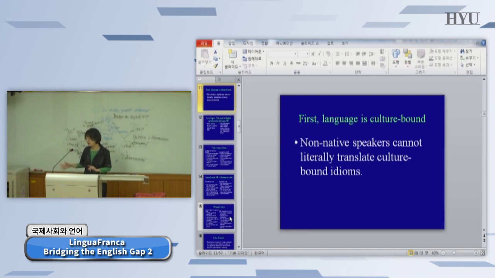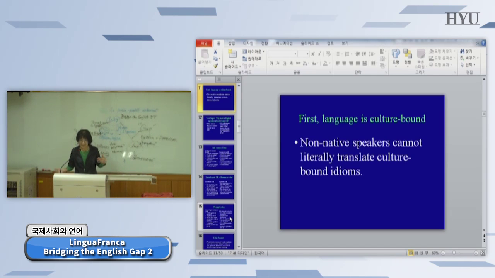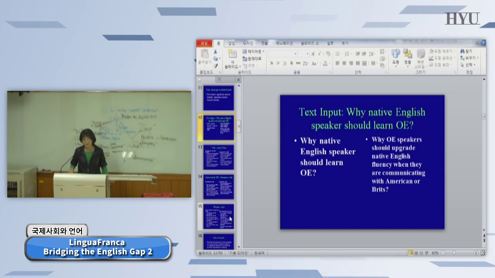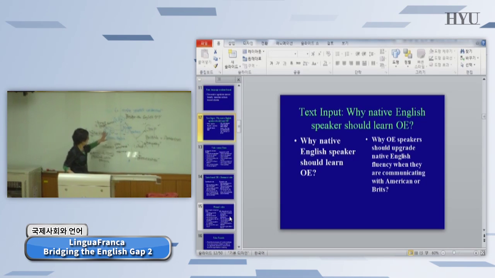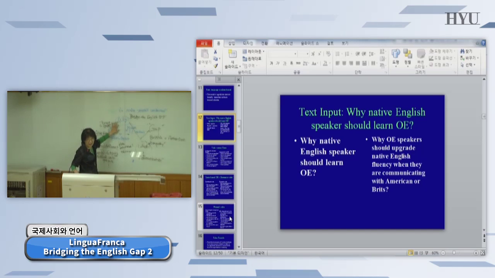So, culture bound, we are taking some examples of culture-bound idioms. The Americans understand the idioms because idioms are something that is culturally based. So we are going to take an example later. So this is text input. Here we will come back to this one.